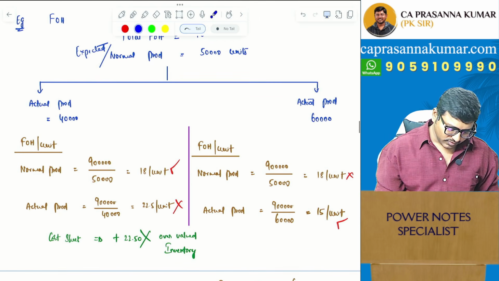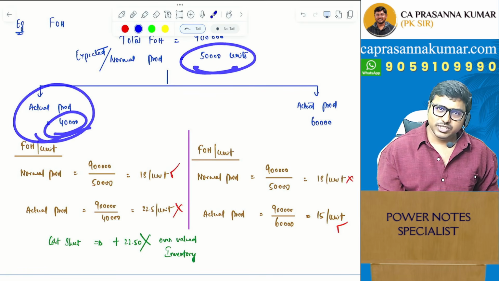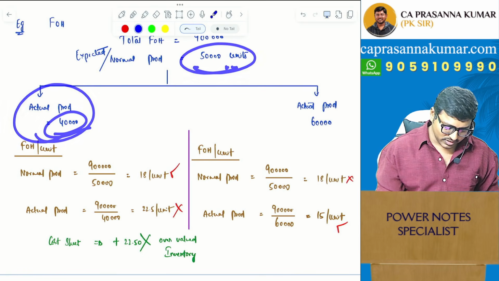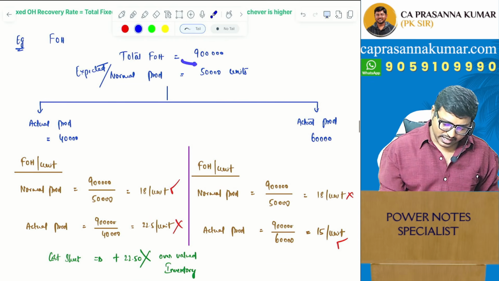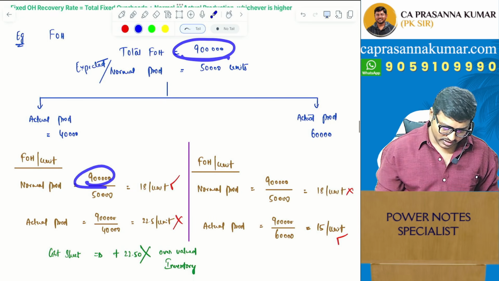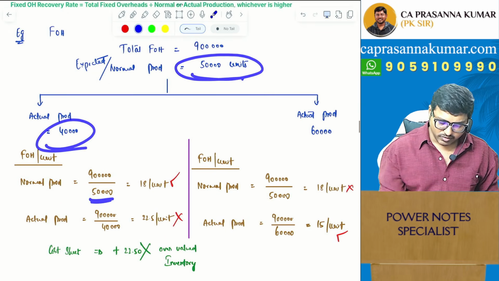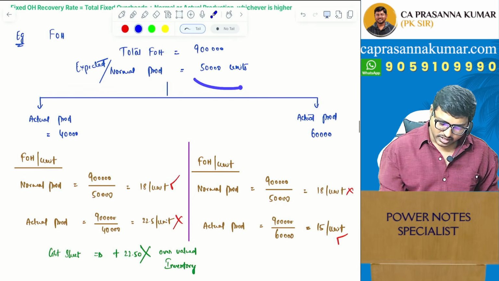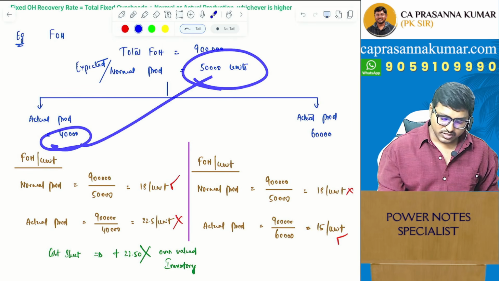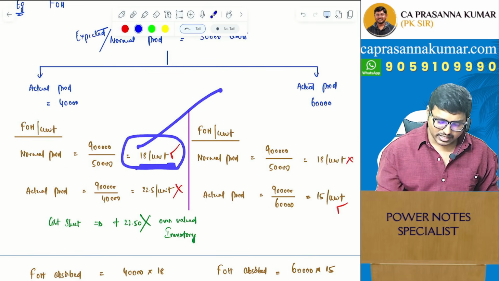Now let's say your actual production, which is 40,000, is less than normal production, which is 50,000. In this scenario, let us see how we'll calculate fixed overheads cost per unit. Very simple. 9 lakhs is the fixed overheads, put it in the numerator. In the denominator, either you can take 50,000 normal production or 40,000 actual production. What Ind AS 2 says is that you take whichever is higher. Which is higher? 50,000 is higher. Then your fixed overhead cost per unit will be 18 per unit.